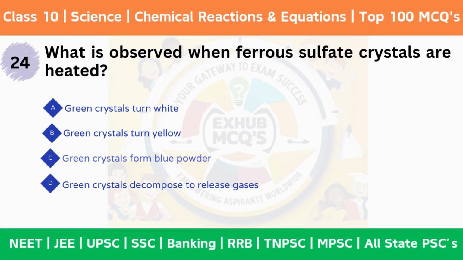MCQ 24. What is observed when ferrous sulfate crystals are heated? Option A, green crystals turn white. Option B, green crystals turn yellow. Option C, green crystals form blue powder. Option D, green crystals decompose to release gases.